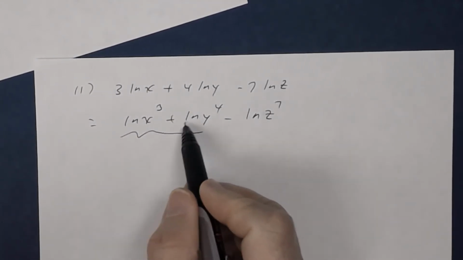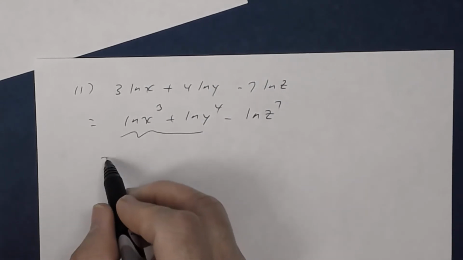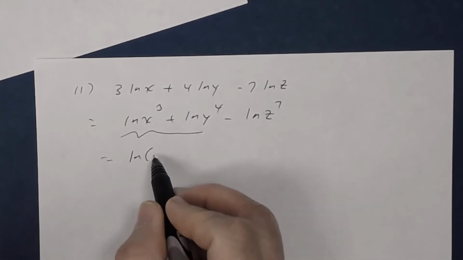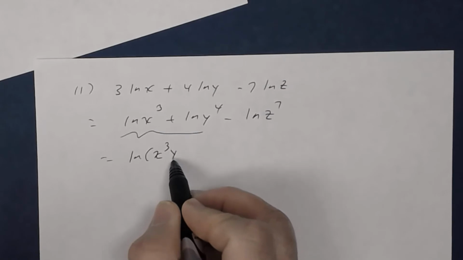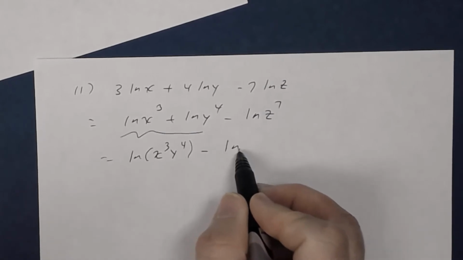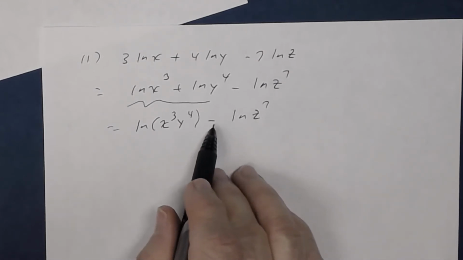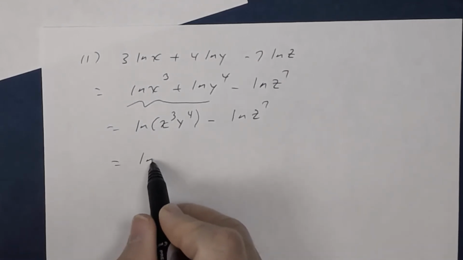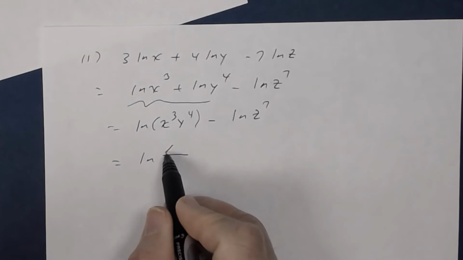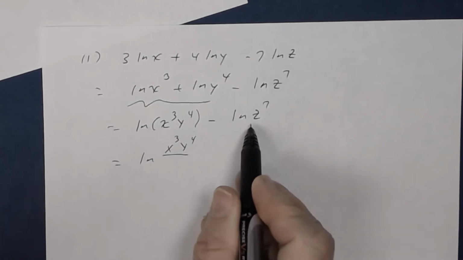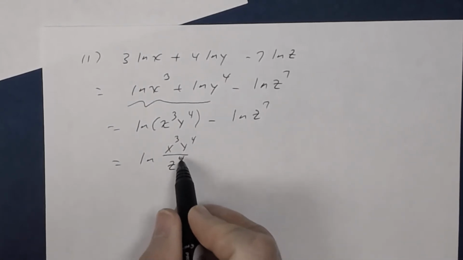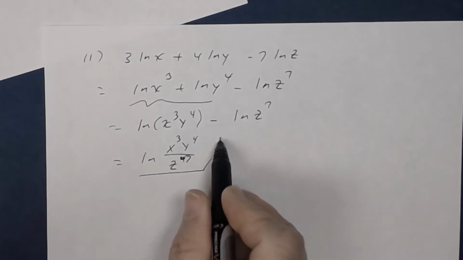So I'm going to use the product rule with these two first. So that becomes the natural log of x cubed, y to the 4th, minus the natural log of z to the 7th, right? And now I'm going to use the quotient rule. So that's going to be the natural log. In the numerator, I'm going to have x cubed, y to the 4th, and in the denominator, I'm going to have z to the 7th. And there's your answer.